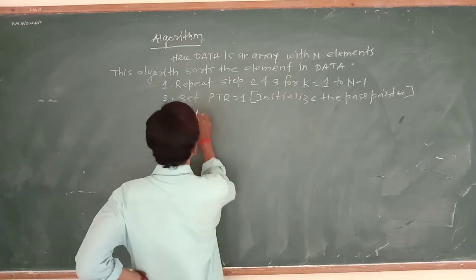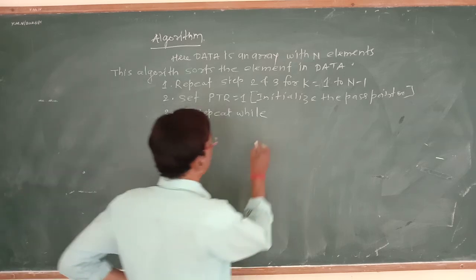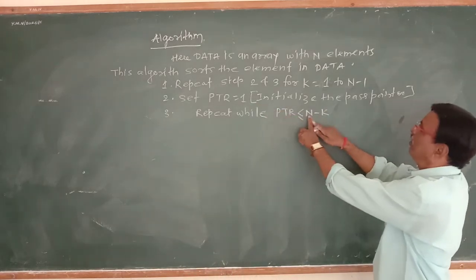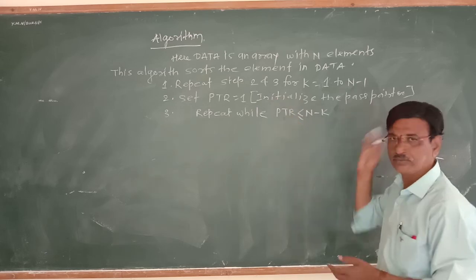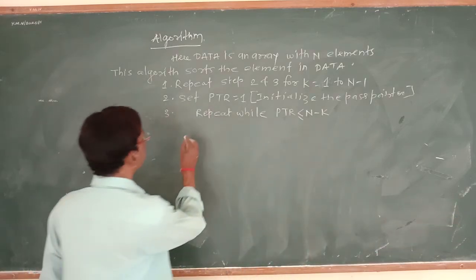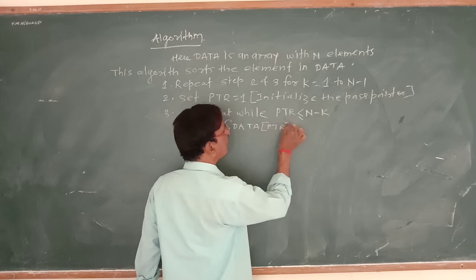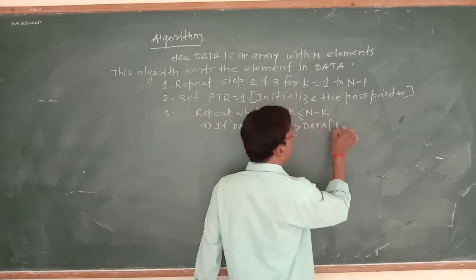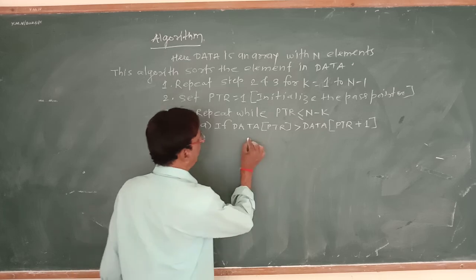Step number 3: repeat while ptr is smaller than or equal to n minus k. Now you see, ptr is 1, n is the number of elements, and k is step number 1. So ptr will go from 1 to 4, which means it will compare 4 versus 5 if n elements are 5. A: if data at ptr is greater than data at ptr plus 1, it means the first element is greater than the second, then interchange.